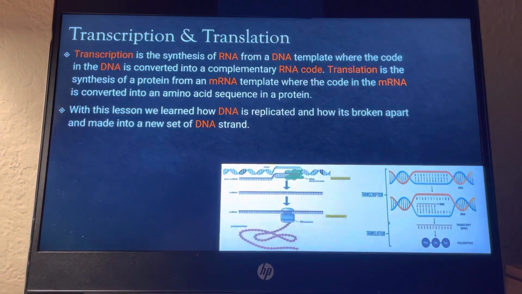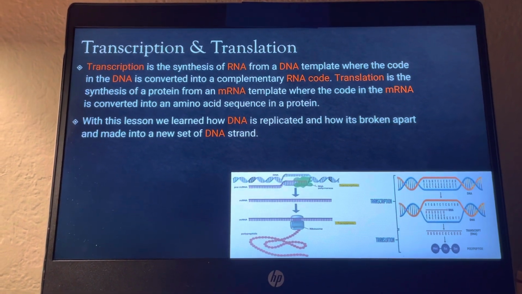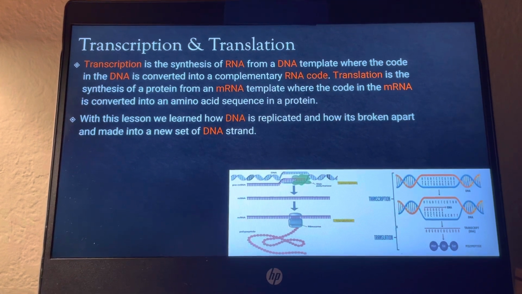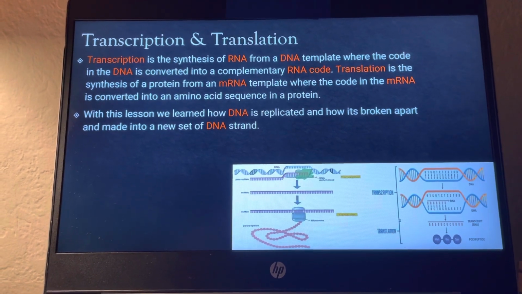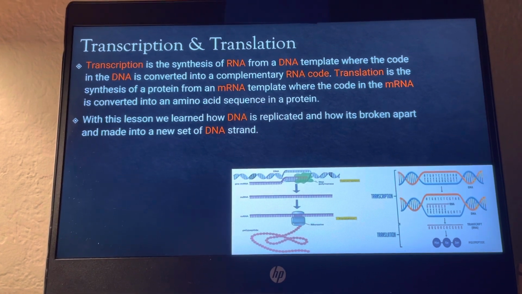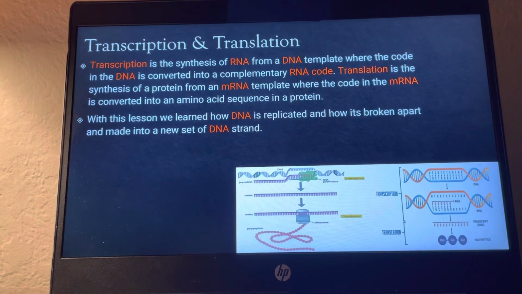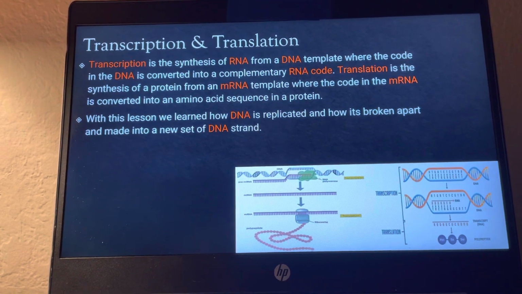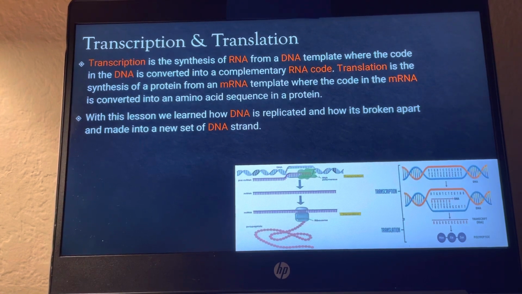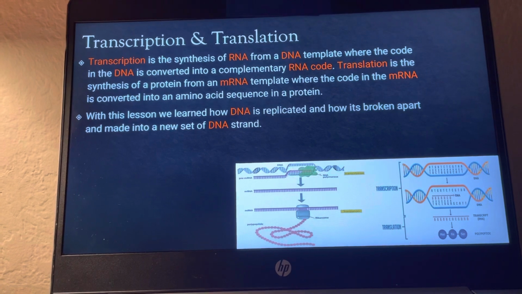Next, we did transcription versus translation. Transcription is the synthesis of RNA from a DNA template where the code in DNA is converted into the complementary RNA code. Translation is the synthesis of protein from an mRNA template where the code in mRNA is converted into an amino acid sequence in a protein.